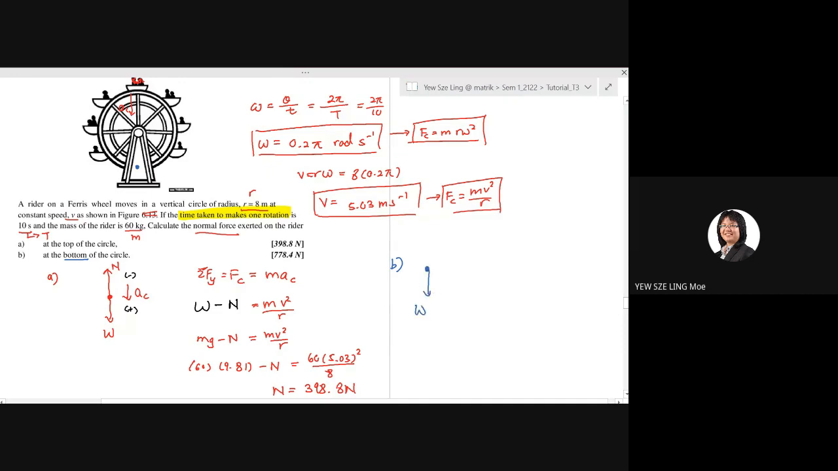And then it's still sitting on the Ferris wheel. It's still in contact with the surface. Therefore, you have an N going up. But then, if you look at the diagram, if your object is located at the bottom of the circle, it means your AC is going upward. Okay, so now the direction of AC has changed compared to when it is at the top.